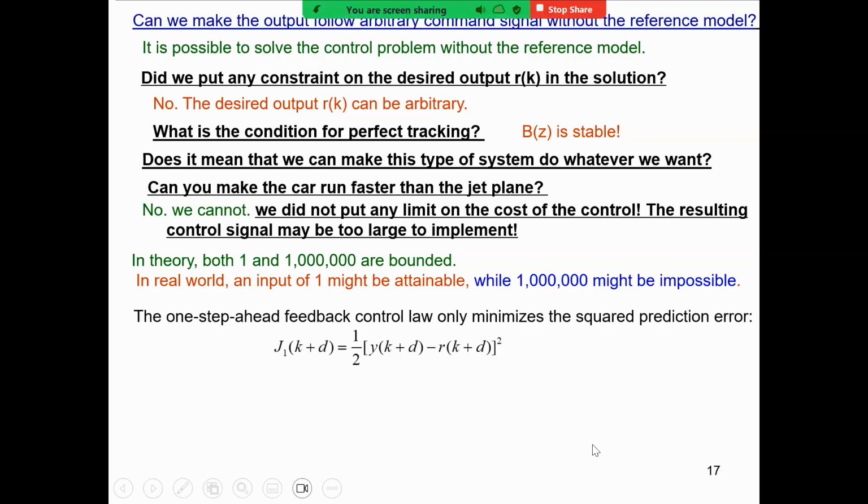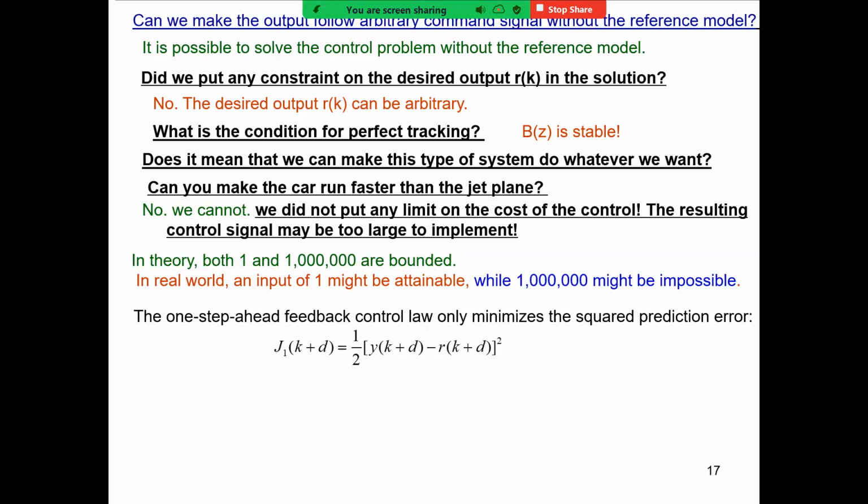If we look at the one-step-ahead feedback control from another perspective, from the optimization point of view, actually we try to minimize this cost function. This cost function involves only the output signals. You can say, I want to minimize this. Of course, the minimum value is zero, when y(k+d) equals the desired output r(k+d). You solve this minimization problem, then you get a controller. That controller will make your output equal the desired output.